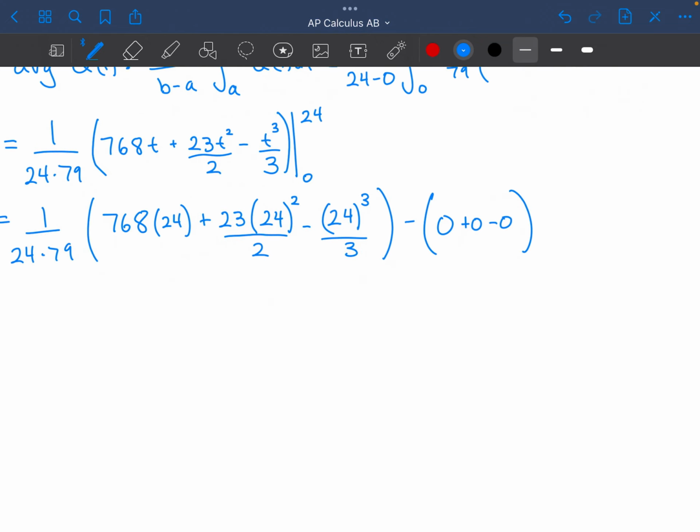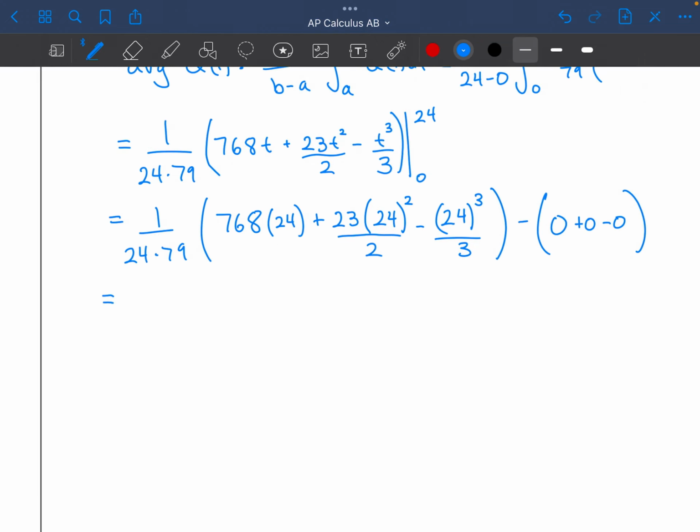This problem has actually cleaned up really nice. As I said before, I'm going to cancel out those 24s. So I'm going to be left with 1 over 79, still multiplied by 768 plus 23 times 24, now to the power of 1, because I got rid of one of the copies. And I'm going to get rid of one of the copies here, which leaves 24 to the power of 2. So this is going to be minus 24 to the power of 2, over 3. Did I forget my over 2 over here? I think I did, yeah. Okay, not too bad. And let's do this by hand.